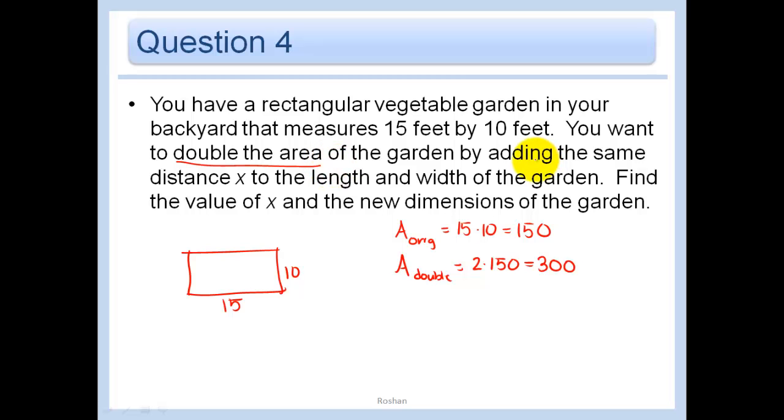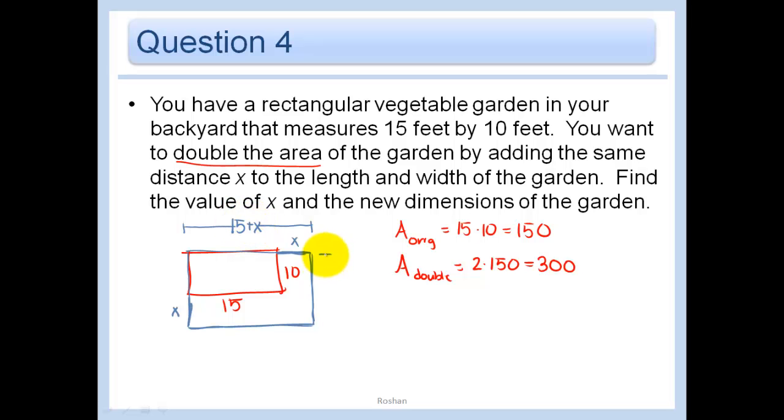How am I going to do that? I want to add the same distance x to the length and the width. So let's go ahead and add some x to both the length and the width. And so that will be my new dimensions. And so what is this whole length here? Well, it was originally 15, and now I added x. So this is just going to be 15 plus x.